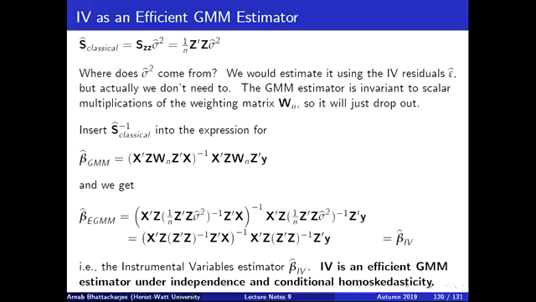So if you substitute this here, you find that your beta hat GMM is simply this, so there's no sigma square here, right? The sigma square appears in two different places, and it just cancels out, one against the other. So what is this? This is simply IV. So therefore, IV is an efficient GMM estimator, under the assumptions of independence and conditional homoscedasticity. Why are these conditions important? Because that is when you can use this classical S hat, right? Otherwise you can't.